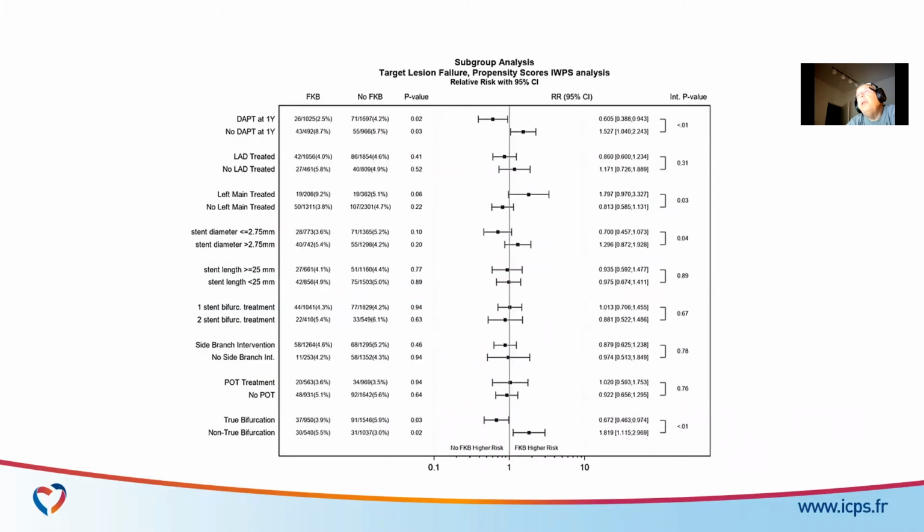The story for KBT is a bit different, and we have 2 types of interaction. One is with DAPT, meaning when you have DAPT at 1 year, absence of KBT is related to a higher risk. And when you have a true bifurcation, the absence of KBT also is related to higher risk.